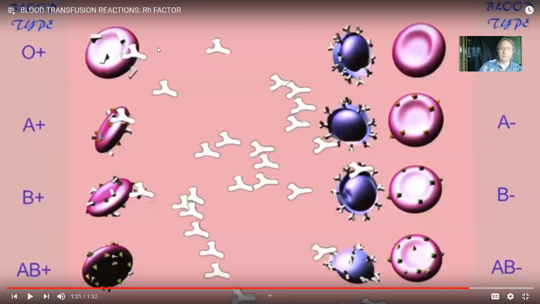That's not true of this category. If the recipients are positive, they don't care. So O positive can receive O positive and O negative blood. A positive can receive A positive and A negative blood. They don't care. If you're a recipient that is positive, you don't make anti-Rh antibodies. You don't care if the incoming blood is positive or negative. So everything that I've just said applies to the recipients who are Rh negative.